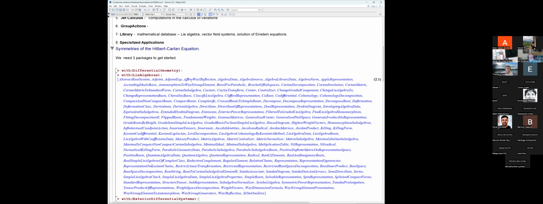All the stuff about Weyl groups, a lot of stuff on parabolic geometry because I've been working on that. Kostant's theorem for simple Lie algebras, Lie algebra cohomology. It's got a lot of stuff in there. You'll see an example of this in a minute.